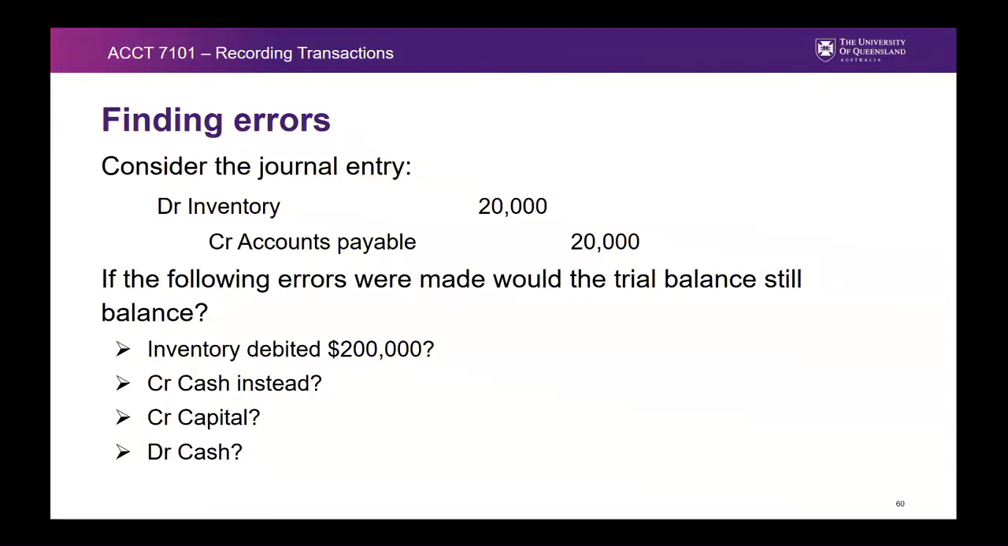If I made a big mistake and I debited inventory 20,000 and then I debited cash 20,000, so I made a different type of mistake. So instead of crediting accounts payable, if I debited cash instead, would my trial balance still balance?